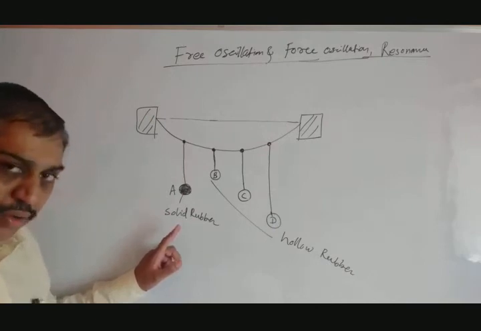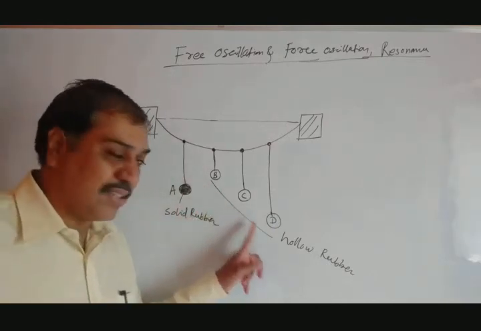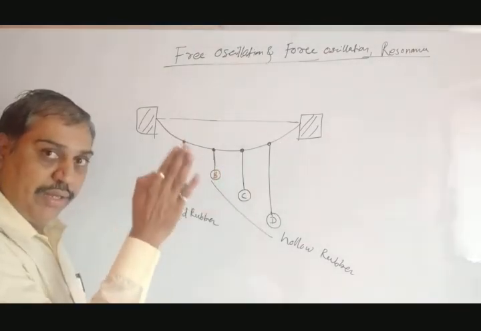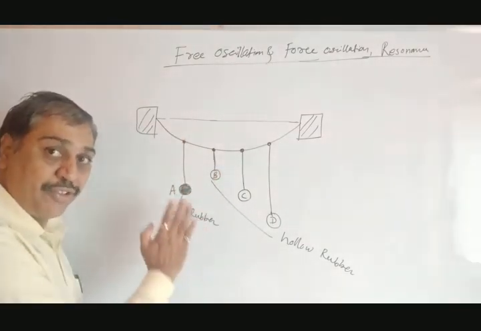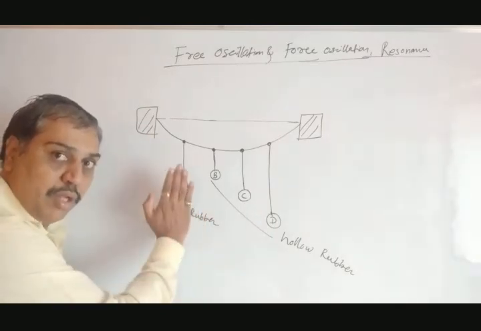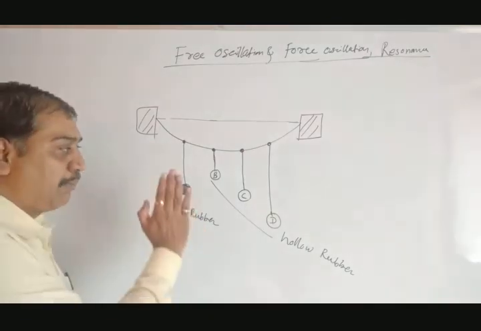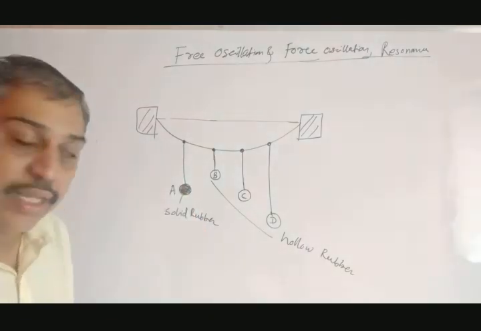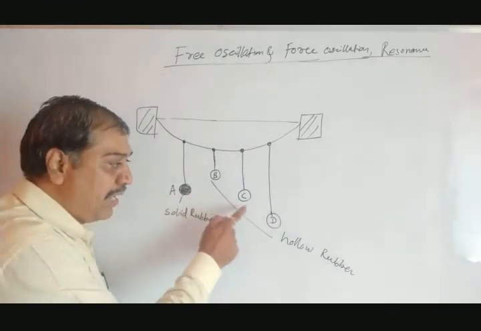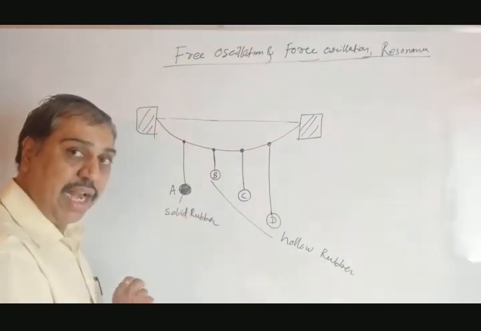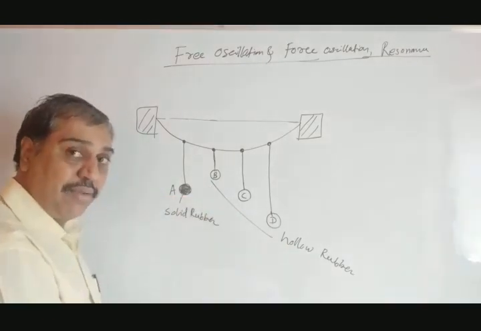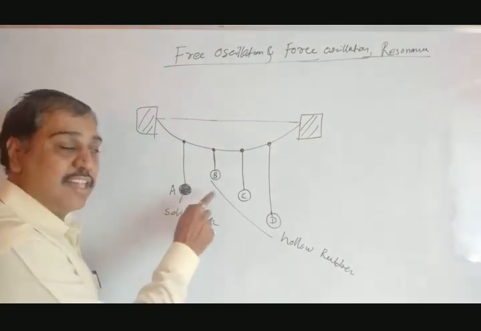Now what we have to do: don't give any force to B, C and D. Just hold the pendulum A, move it here and leave it. It will perform this type of oscillation, going toward the blackboard and coming away from the blackboard. After some time, it is seen that the energy of pendulum A is transferred to B, C and D, as well as its frequency also being transferred to B, C and D.